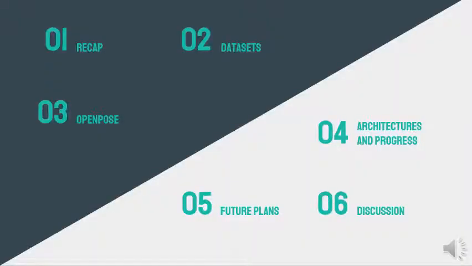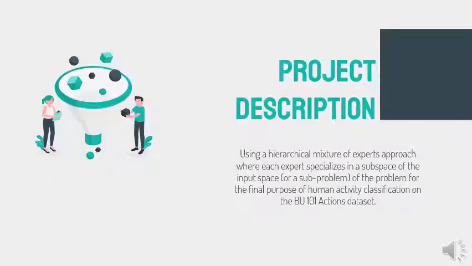Here is our outline. We're first going to provide a recap, and then we're going to discuss the datasets used, and then OpenPose expert, which is one of the experts we're using. And then we're going to discuss the architectures and our progress on them, and then our future plans, and lastly, the discussion. In essence, our project is concerned with human activity classification through images.